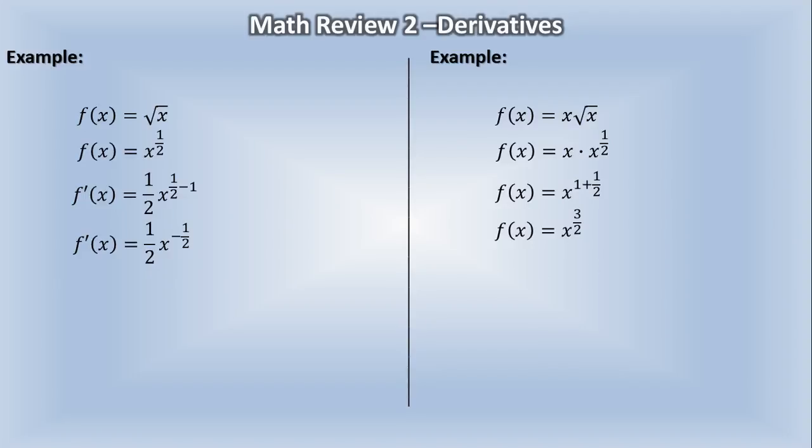And then taking the derivative, you multiply the whole thing by 3/2, subtract 1 from the 3/2, and then you're left with 3/2 times x raised to the power of 1/2.